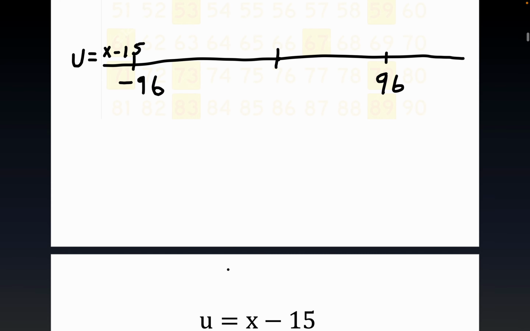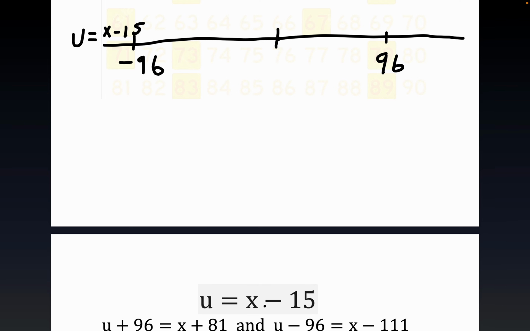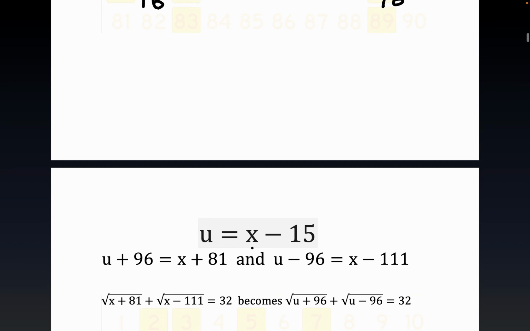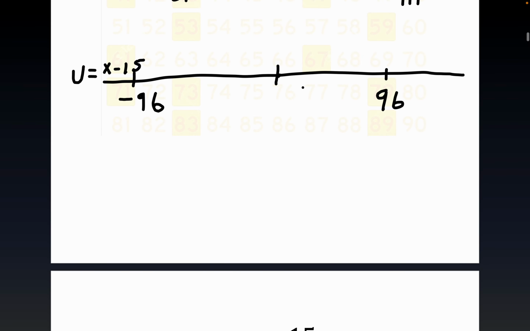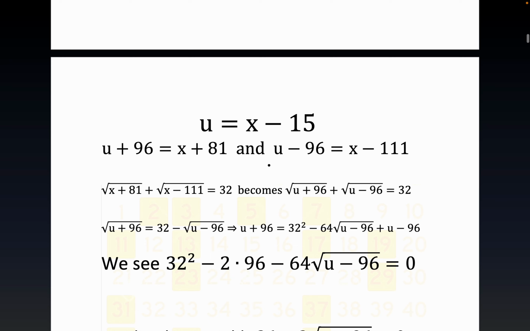What that does is it motivates this substitution right here, because you're going to get cancellations. That's not crystal clear at this point, but let's check out what happens with this substitution. As I just told you, you end up with u plus 96 and u minus 96, if you think about it just as points on the u-axis. The rest is fairly straightforward. This original problem becomes the square root of u plus 96 plus the square root of u minus 96 equals 32.